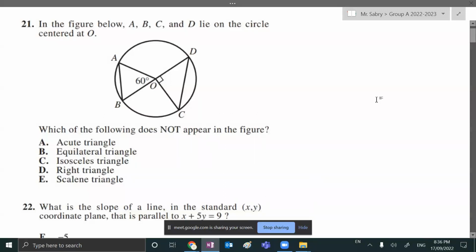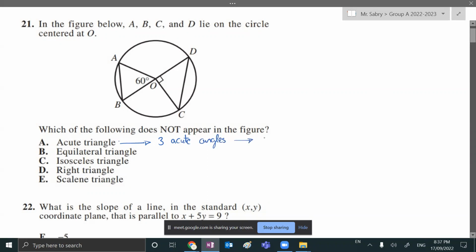Which of the following does not appear in the circle? Acute triangle, equilateral, isosceles, right, and scalene. Before we even discuss the question, we need to understand the meanings of every one of those. So we need to memorize. What does the word acute triangle mean? It means it's a triangle that has 3 acute angles.